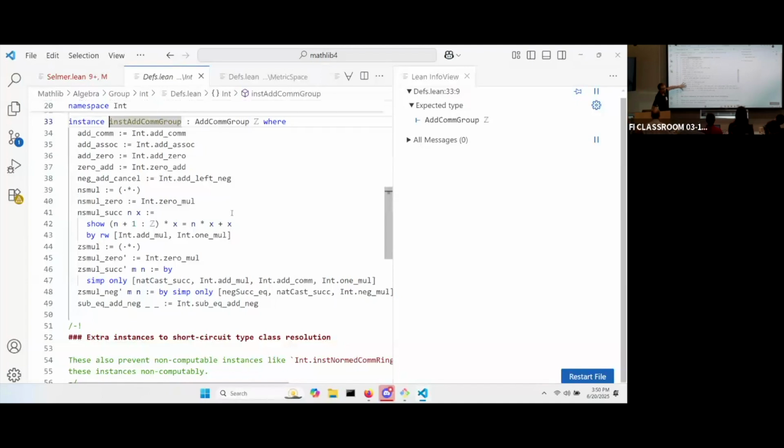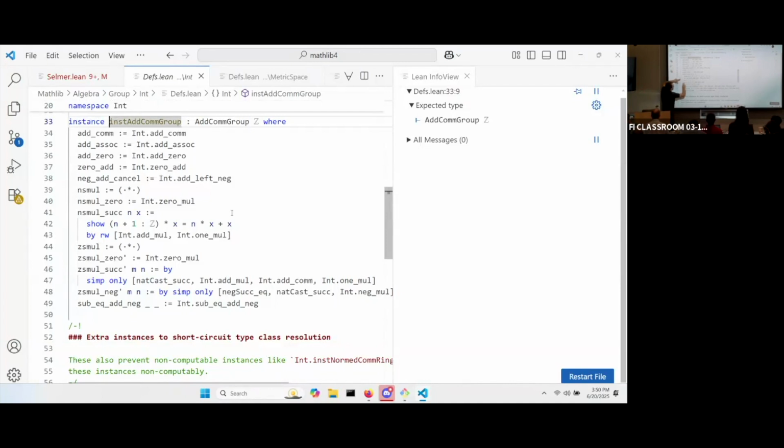Usually you don't have to provide these. Lean will just automatically say, oh, you want the usual one. But for these, we have to override them. We have to say, actually, the way the integers act on the integers is not going to be the usual way. It's going to be by multiplication so that it matches the other thing later on. So this is an example of how we can solve these diamonds.